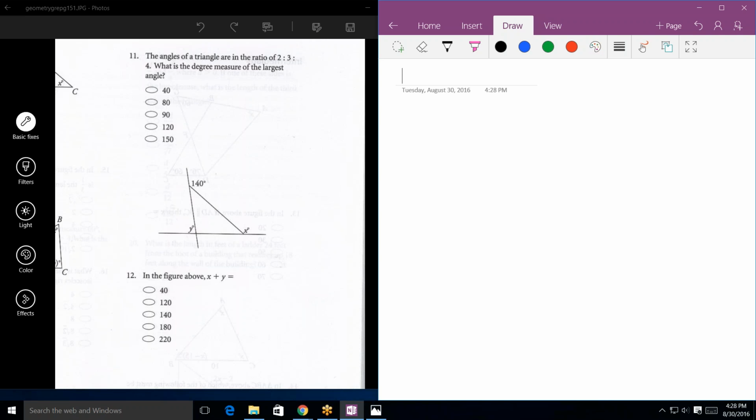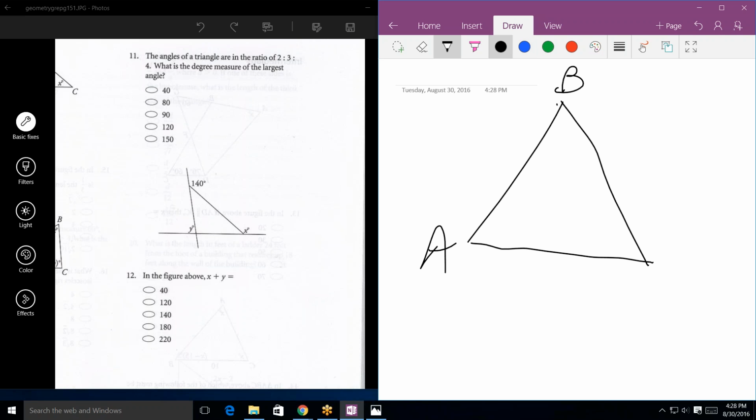The angles of a triangle are in the ratio of 2, 3, 4. What is the degree measure of the largest angle? Okay, so here's a triangle. Maybe we'll call it 2x. Very good. The secret to this problem is to introduce a variable. We'll call them 2x, 3x, and 4x.